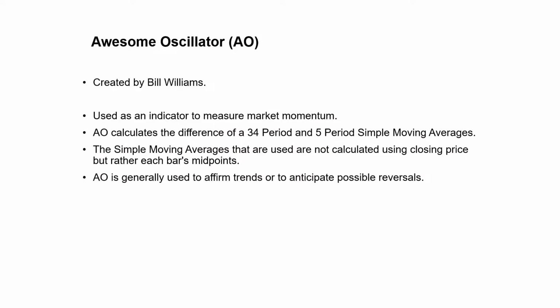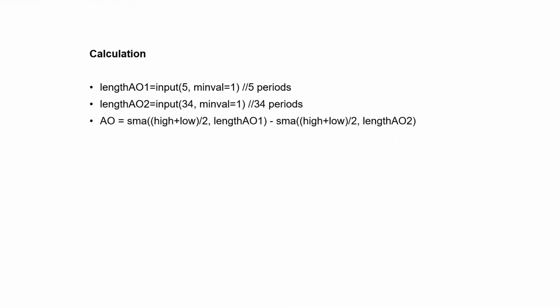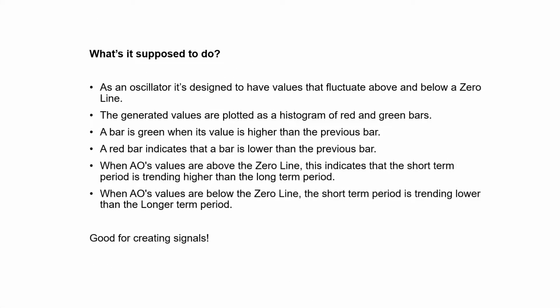Now, just throwing this one in here, the awesome oscillator created by Bill Williams, just an indicator to measure market momentum based off of a closing price and variables, very similar to the MACD. Here's its calculation if you're interested. When we're using it in normal circumstances, we don't really need to know.